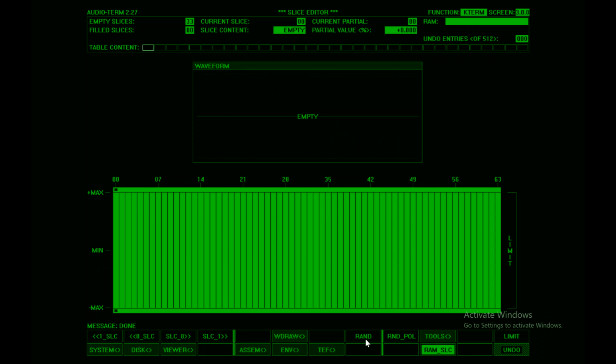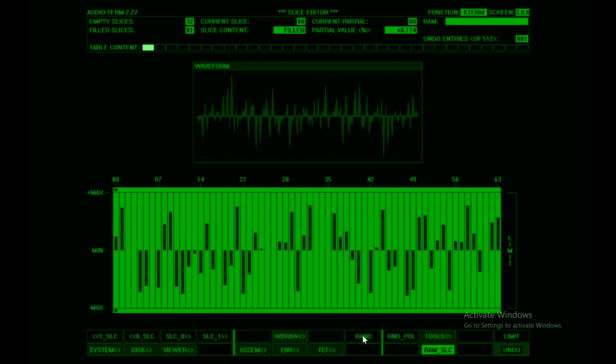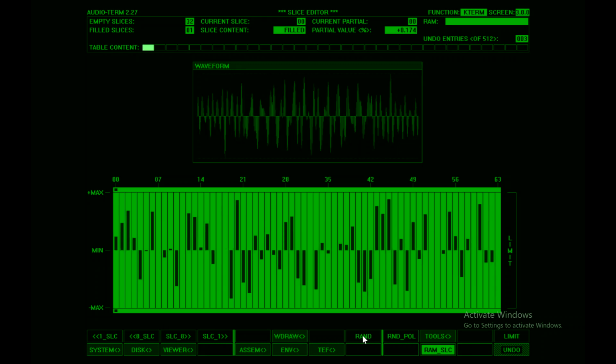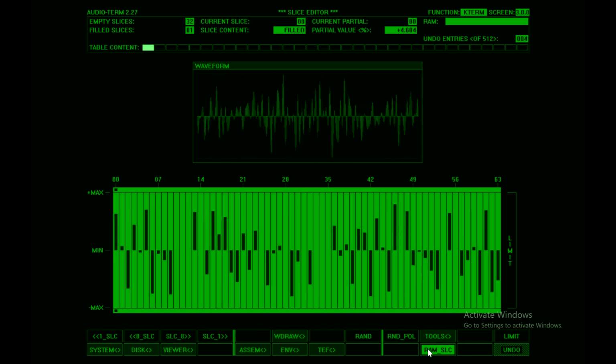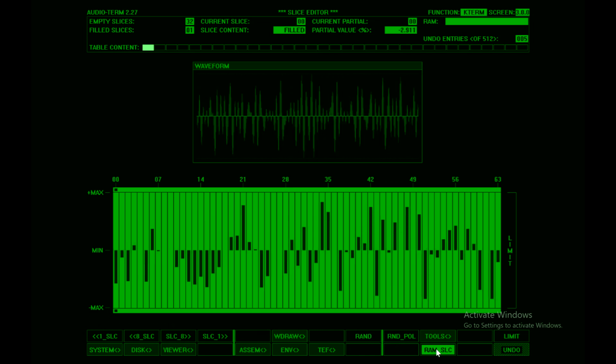Alright, what have we got next? Random. This is a no-brainer. Just creates anything. If you're out of ideas, hit the random. RNDPOL. That's in reference to polarity. So it won't alter the amplitude of these bars or harmonics, but it will flip some of them to the other side.